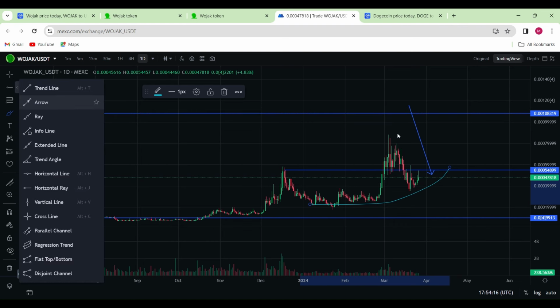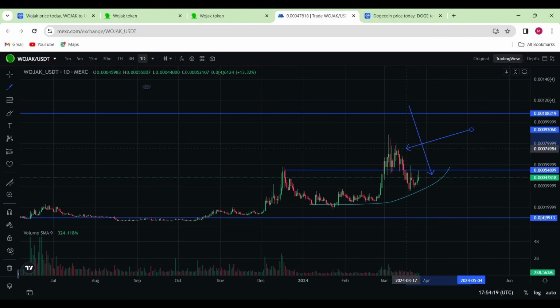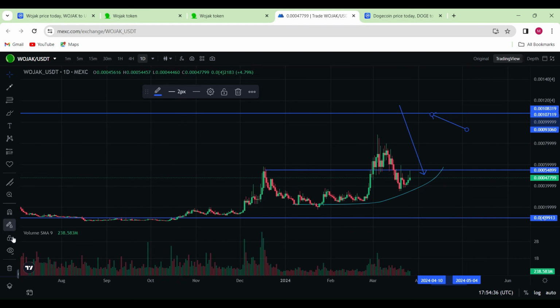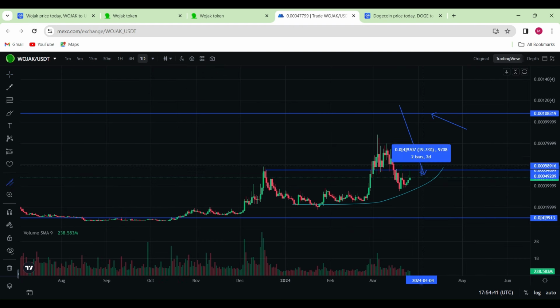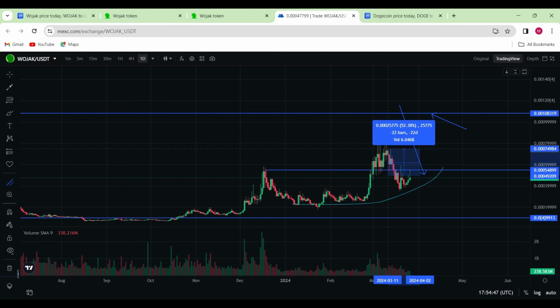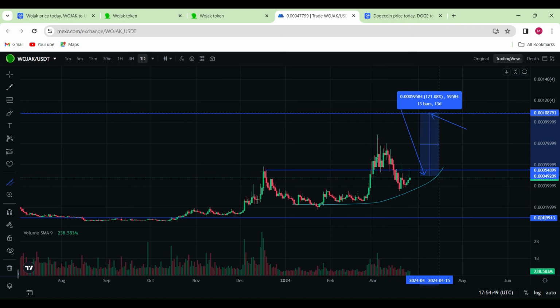How high? The first high we're going to be meeting will be up here. Once we clear that, we'll be off to retest the all-time highs up here, and if we do smash through that, we can see a lot bigger gains coming from Wojak. If we measure from the current price to the last high, that's about a 52-53% move to the upside. However, if we measure to retest the all-time high, we are 121% away from the all-time highs.